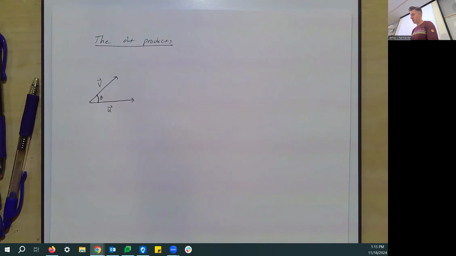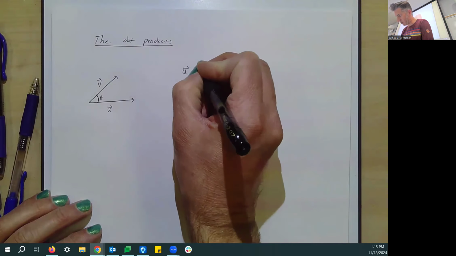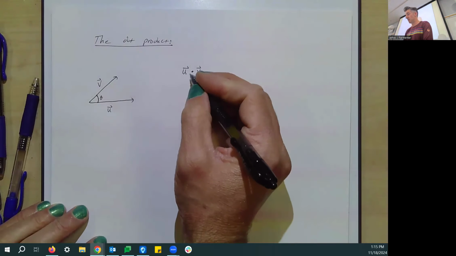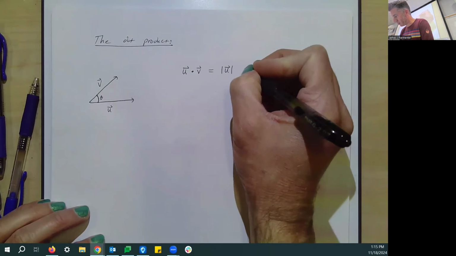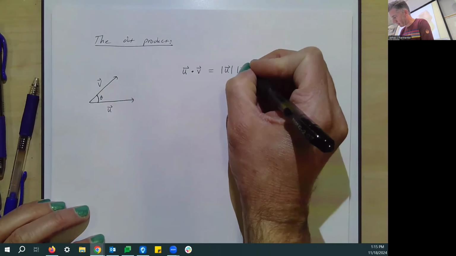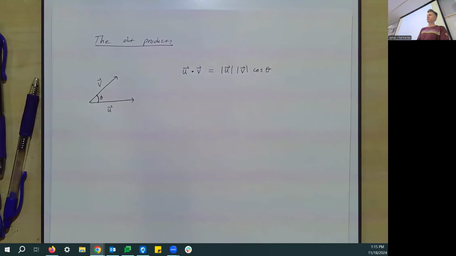Cool. So the dot product, U dot V, it is important to write the dot there so you can see it, is equal to the length of U times the length of V times cosine of the angle between them.